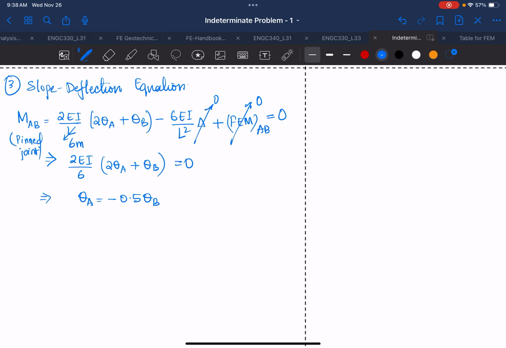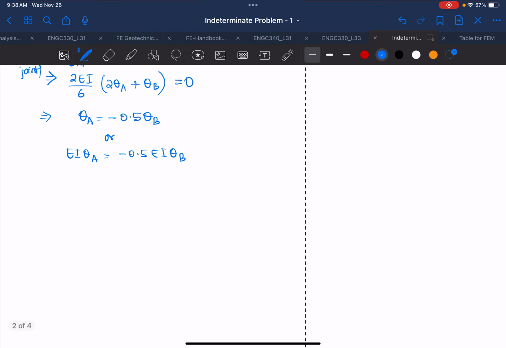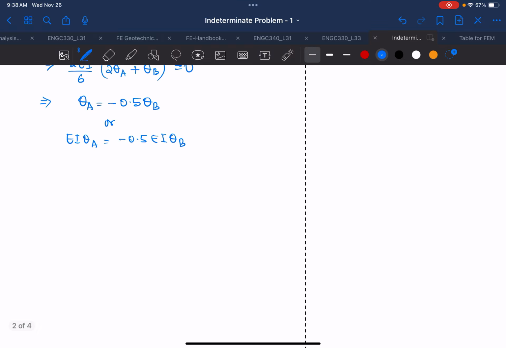Or sometimes it's easy to use EI theta A. So if you don't remove the EI, it's going to be minus 0.5 EI theta B. Sometimes it's easy to use EI theta because when you substitute into the equation, we don't have to substitute for theta A, we'll just substitute for EI theta A. Okay, so that's all the moment about A for beam AB.